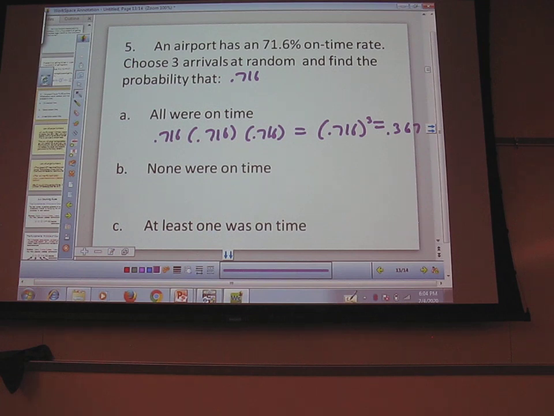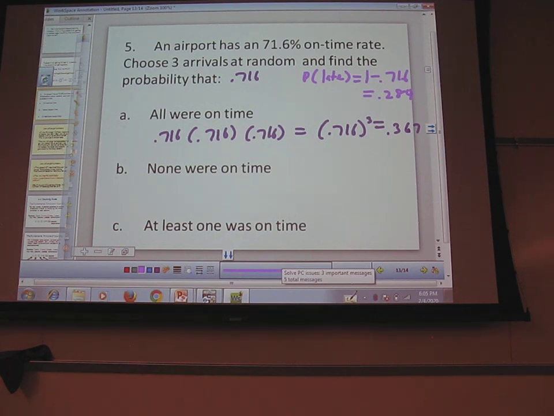Now none were on time. That means no, no, no. What's the probability his plane was not on time? The probability his plane was on time is 0.716. So 1 minus 0.716. So the probability of late is 1 minus 0.716, which is 0.284. Everybody good with that part? So his was late, not on time. Hers was late, and hers was late.